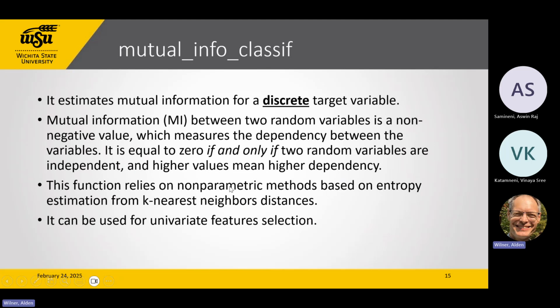This uses non-parametric methods based on entropy information or estimation using k nearest neighbors distances. So imagine we're graphing it in space. We've got a prediction that this particular value is in class A and this other value is in class B. We look at the nearest neighbors and how good are we at predicting things based on how well we distance from the neighbors, right? And we'll get into that more later. It can be used for univariate feature selection.